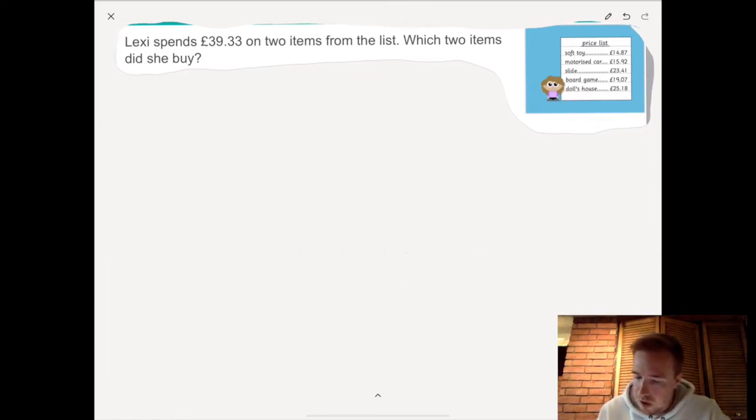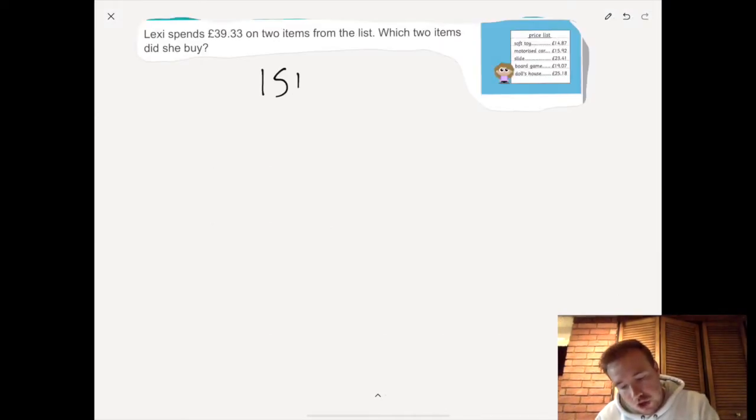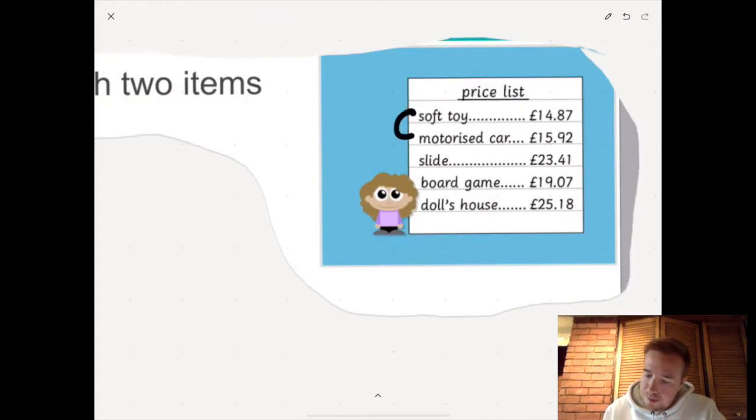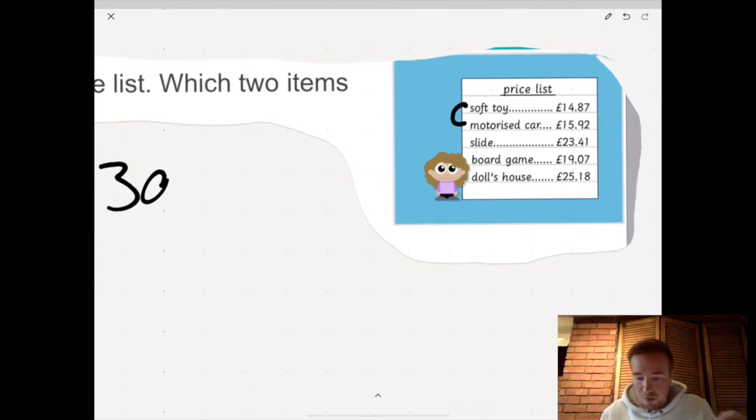It's a waste of my time. So, for example, I know what 15 add 15 is, which sounds really straightforward, but I know 15 add 15 is 30. So if I try and add the soft toy and the motorised car together, the motorised car is a little bit more than 15 and the soft toy is a little bit less than 15. Now, it's not a little bit more and less enough to add to an extra £9. So it's definitely not soft toy and motorised car.